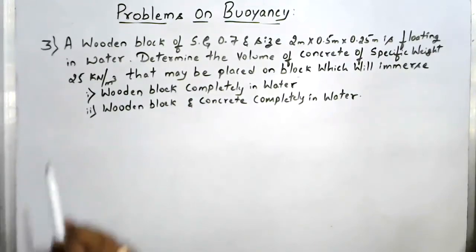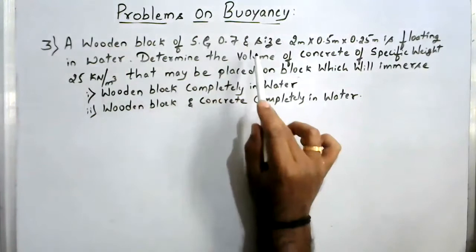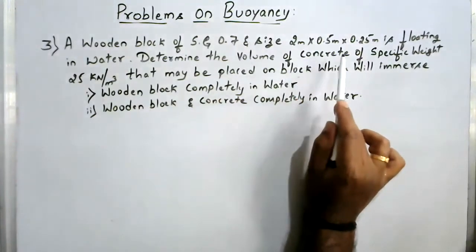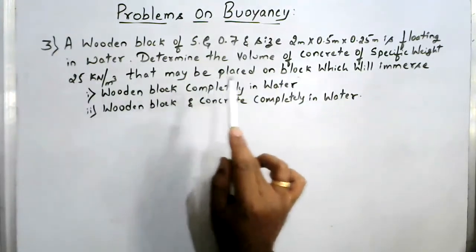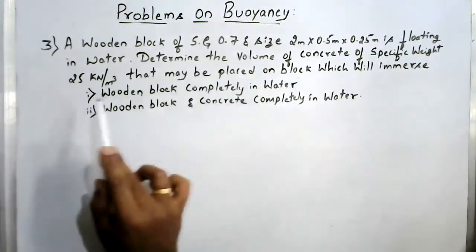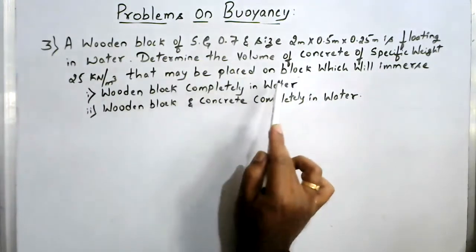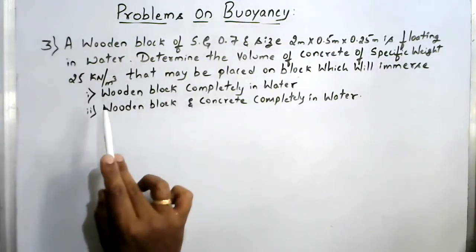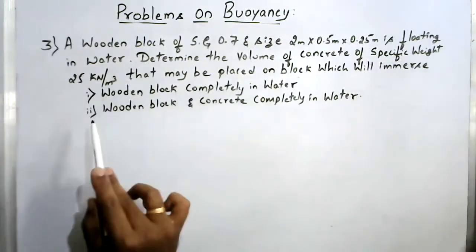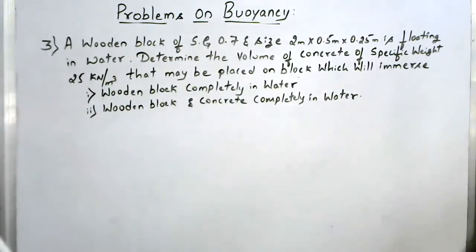Problem 3. A wooden block of specific gravity 0.7 and size 2 meter by 0.5 meter by 0.25 meter is floating in water. Determine the volume of concrete of specific weight 25 kilonewton per meter cube that may be placed on the wooden block, which will immerse it. The first case is the wooden block completely in water. The second case is the wooden block and concrete completely in water.